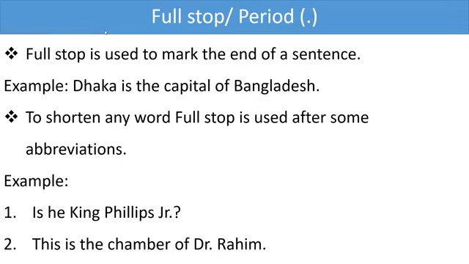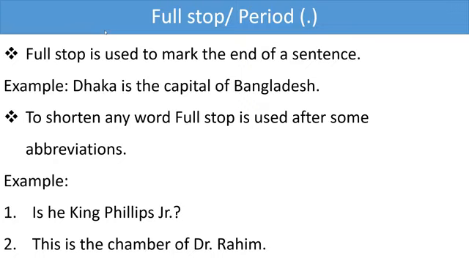Here is the example. Dhaka is the capital of Bangladesh. To shorten any word, a full stop is used after some abbreviation. So, please look at the examples. Is he King Philip's Jr.?